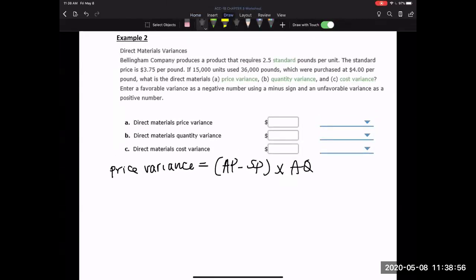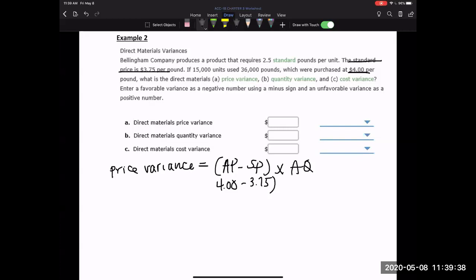So here we are. First, we got to find what is our actual price. So it tells us that the actual price of this is $4 per pound, right? So we agree. So actual price is $4. And then it says their standard price per pound is $3.75. So before even moving on here, I know that I am gonna have an unfavorable variance because my actual price is already greater than my standard price, right? I'm already operating beyond that, even before I apply the actual quantity.